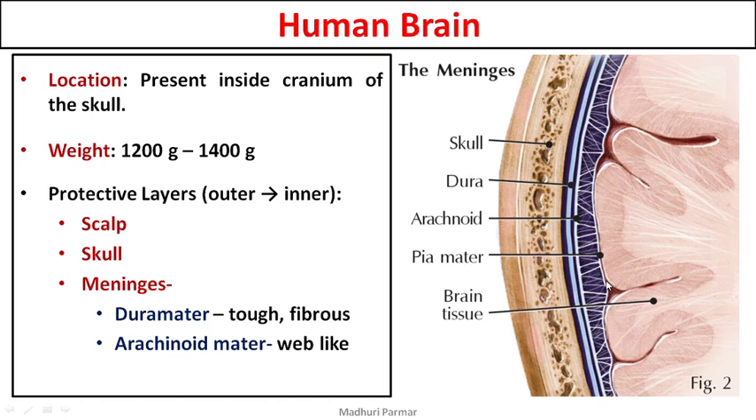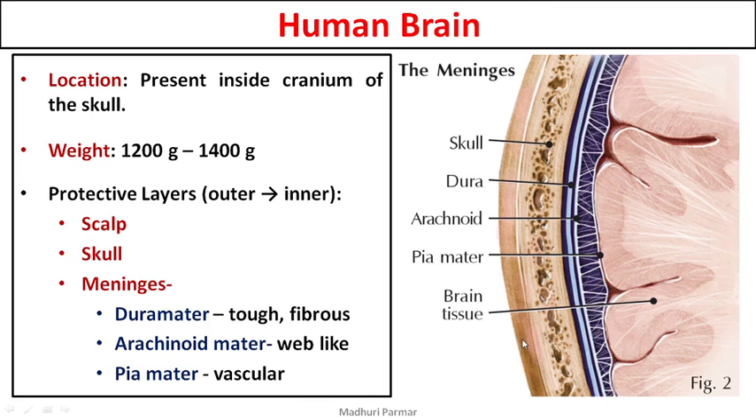Finally, the innermost thinnest layer, the white colored layer that you see, is called pia mater. Pia mater is the one which has a lot of blood capillaries. What do these blood capillaries do? They provide your brain with oxygen and glucose. Clear? So these are the protective layers of your brain.